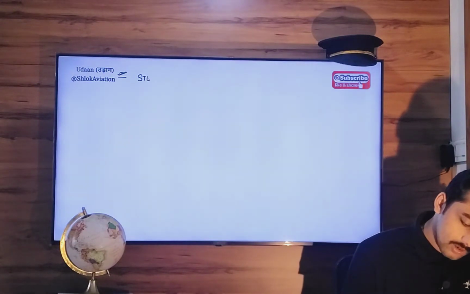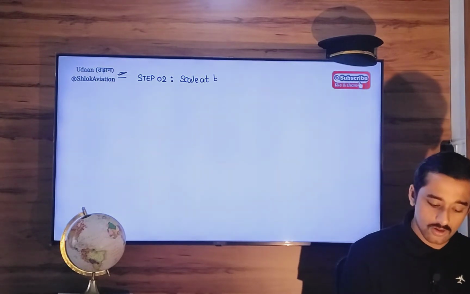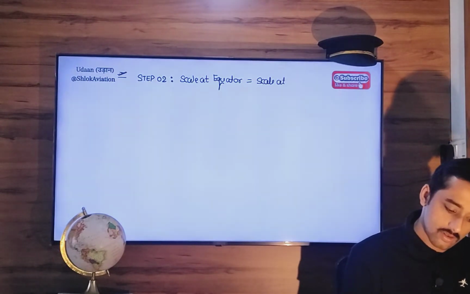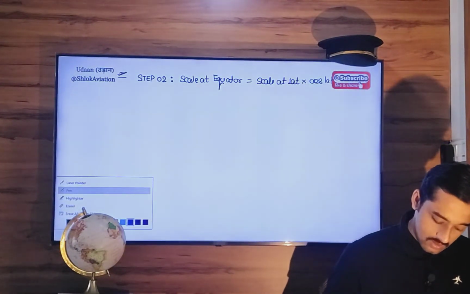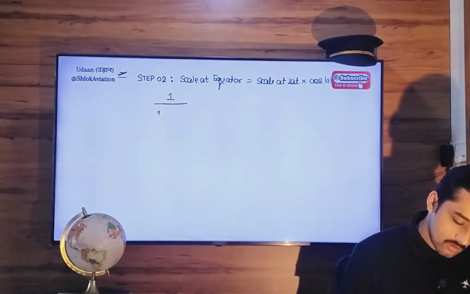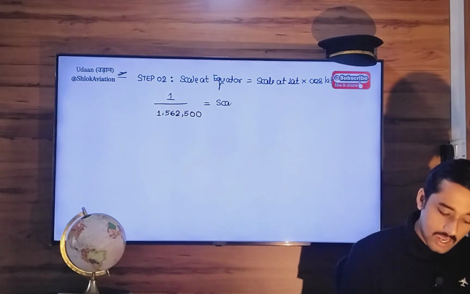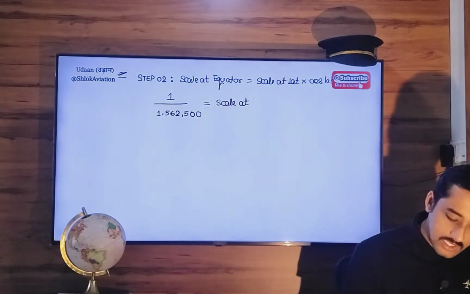Now using this information, we will proceed to step number 2, in which we write the formula again. Scale at equator equals to scale at particular latitude into cos of that latitude. So scale at equator is 1 divided by 1562,500. The scale at the latitude given to us is 47 degrees south. So scale at 47 degree into cos 47.